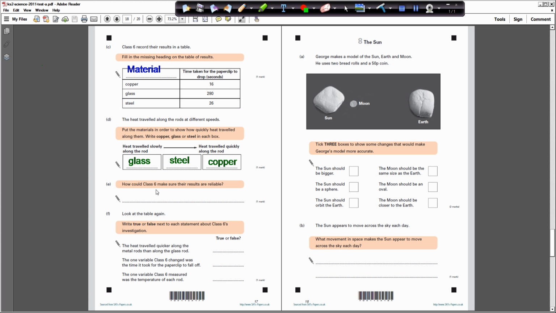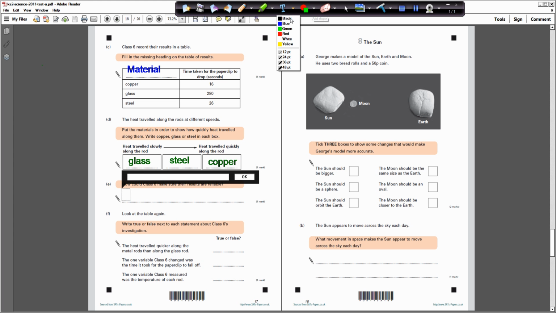How could class 6 make sure their results are reliable? What should they do? How do we make sure a scientific experiment is reliable? Go on, Hannah. Check it 2 times. So you repeat the test, double check. Do the test again. Excellent. Or you do it more than once. So repeat the test. So repetition. Double check.